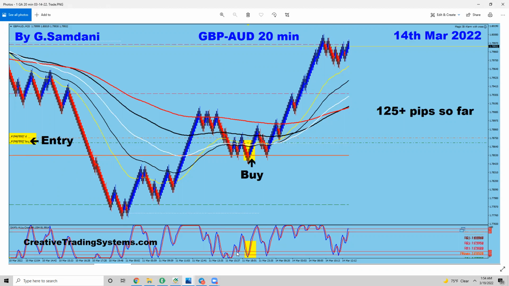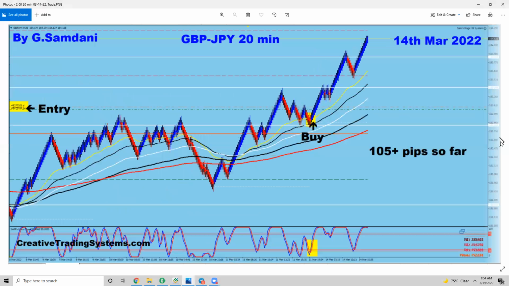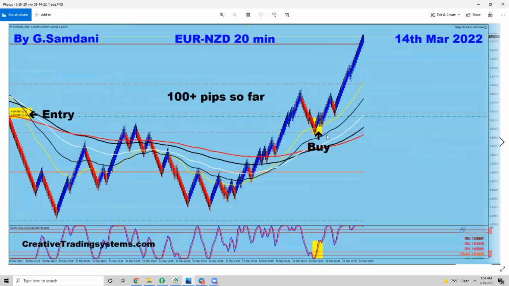According to my rules, I have 4 rules for this setup. Once all 4 conditions are met, then I open the trade. So, on the 14th, Pound Aussie 20-minute to the long side gave 105 pip. That was before 125, this is 105. Here's a by-the-book, beautiful entry for Euro Newsy, and it is more than 100 pip.